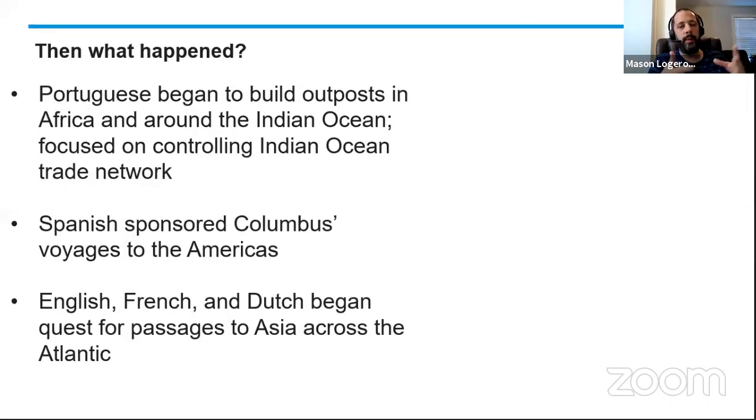All right, so what happens next? Well, the Portuguese are some of the first to begin exploring new routes to Asia. The Portuguese begin by sailing around Africa. They start setting up outposts on the coasts of Africa, as well as in South Asia, all along the Indian Ocean coast. But remember, for the Portuguese, it wasn't about buying and selling goods.